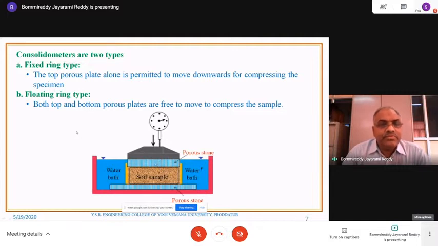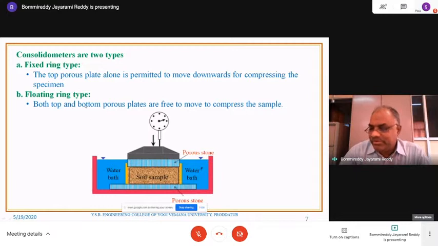So in the case of a fixed ring type of consolidometer, fixed ring means the bottom porous stone, the bottom arrangement, is completely fixed. Only the top arrangement is moving. That means the top porous plate is allowed to move, so that the deformation is obtained only from one side.